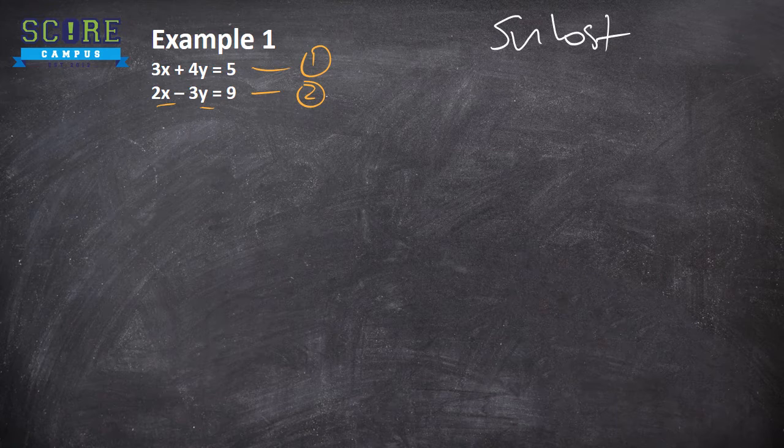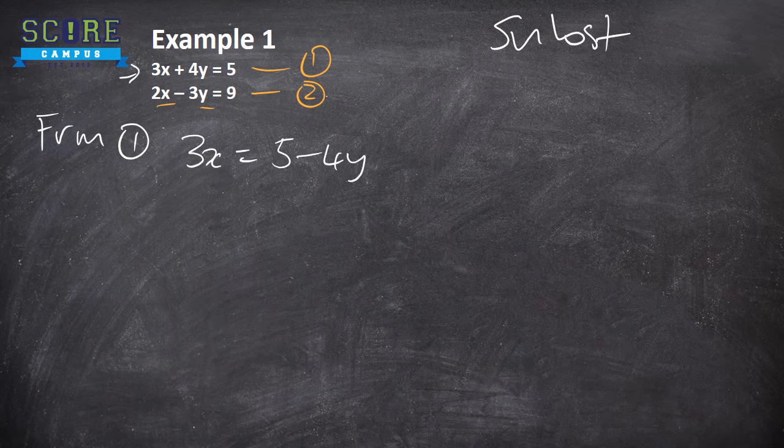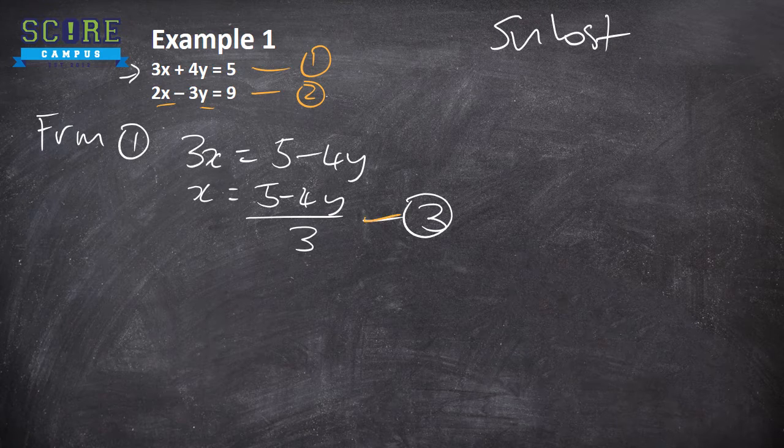So you start off with, I'll just take from 1. That means I'm taking from equation 1, from this equation. 3x plus 4y equals to 5, right? 3x equals to what? 5 minus 4y, right? x equals to 5 minus 4y, the whole thing divided by 3. This is equation 3, right?